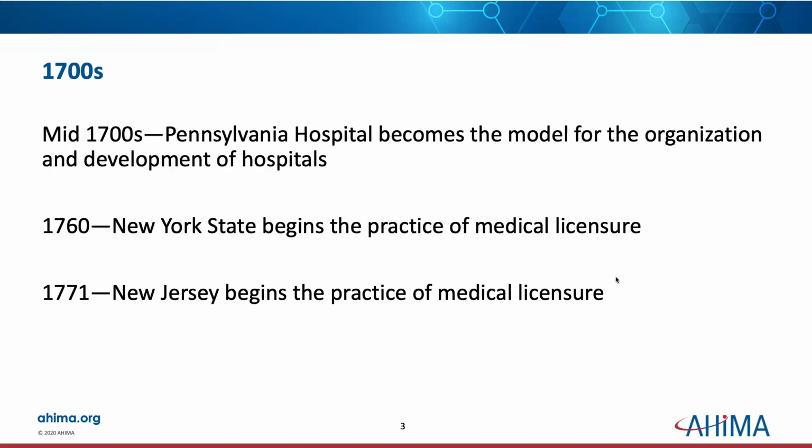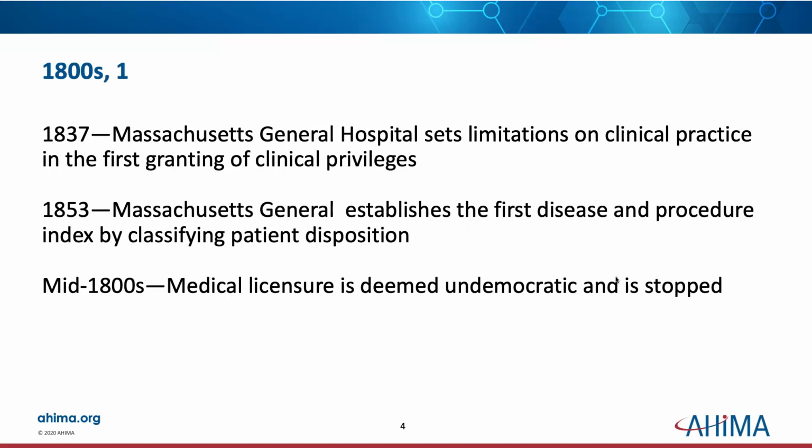So 1700s, you had some things happening there. You had the Pennsylvania Hospital becoming the first real model hospital in the United States. In 1760, you had New York State starting medical licensure of providers. In 1771, you have New Jersey getting on board doing medical licensure. In the 1800s, Mass General in Boston gets really involved in clinical practice and granting of clinical privileges, what we would call today privileging.